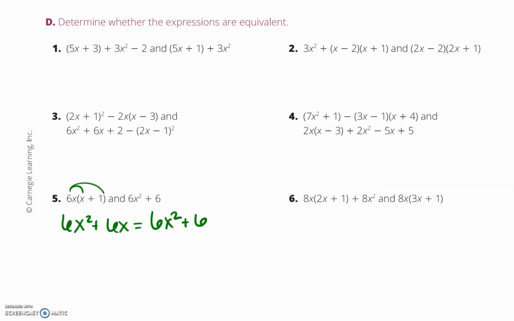And 6x squared plus 6x does not equal 6x squared plus 6. If there was an x on that 6, then they'd be equivalent, or if there was not an x here, then they would be equivalent. But since there's an x on that 6 and not on that one, they are not equivalent expressions.